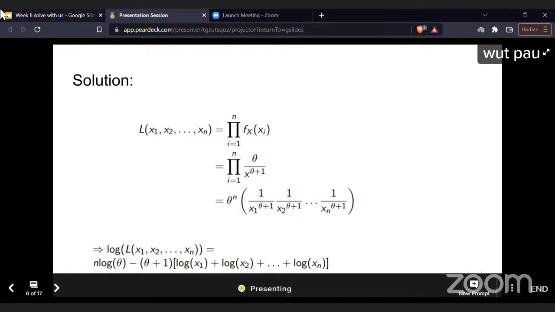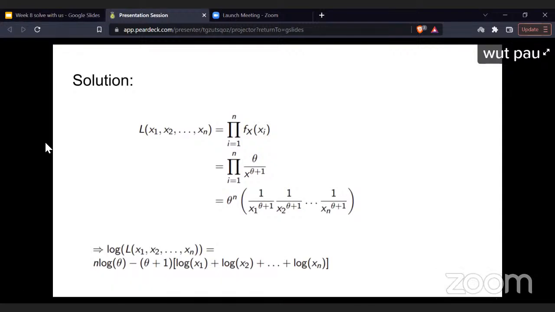Okay, so right now we have 1 divided by x1 to the power theta plus 1 times 1 divided by x2 to the power theta plus 1 up to xn to the power theta plus 1. The whole thing in the denominator you can write as x1 times x2 times xn to the power theta plus 1. You can just split it and write it in that way.